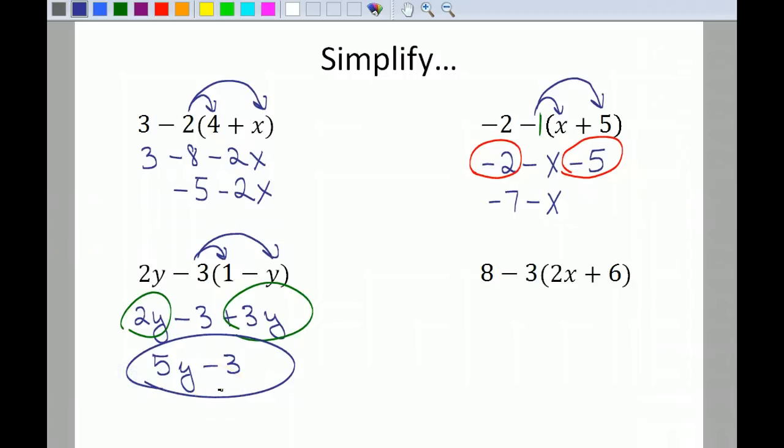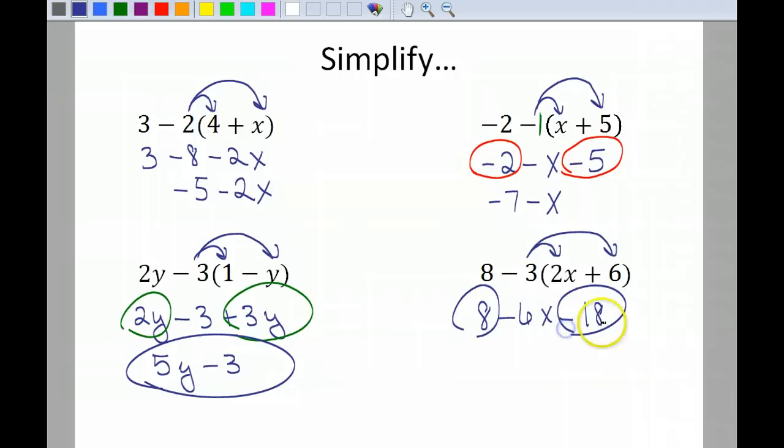Now let's check your work on the second one. We're dropping down that 8 because we don't have anything to do with it yet. Negative 3 times 2x gives me negative 6x. Negative 3 times 6, negative times a positive gives me a negative. That gives me negative 18. Going to combine my like terms. Positive 8 minus 18, small number from the large number. 18 minus 8 is 10. Keep the sign of the large. So negative 10 minus 6x. And we are finished.